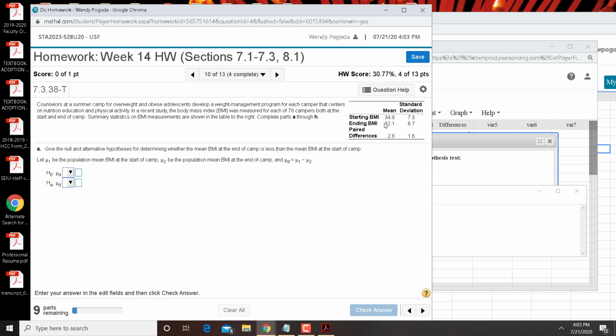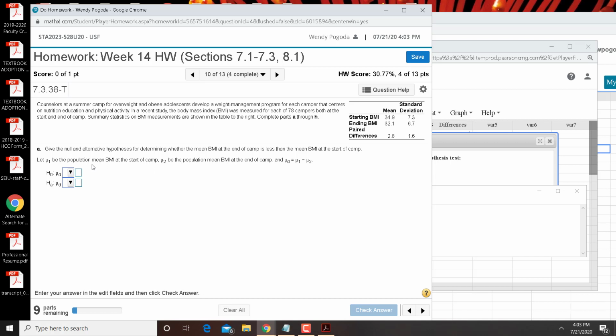All right, so the starting BMI on average was 34.9. The ending BMI, which stands for body mass index, was 32.1. So on average, the campers lost 2.8 pounds each. And the standard deviation was 1.6. And again, this 2.8 is just done by subtracting. So this is a paired t-test again, only they're giving us the summary information.